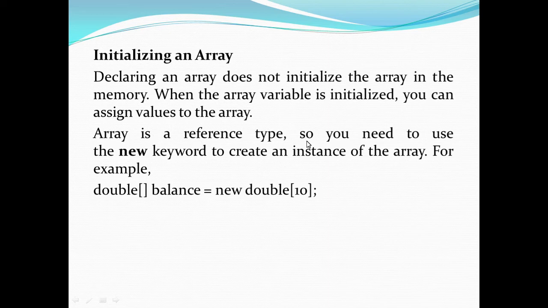An array is a reference type, so you need to use the new keyword to create an instance of the array. For example, double[] balance = new double[10]. So here we have declared an array with the name balance, and its size is 10. It means 10 elements can be stored in the array balance.